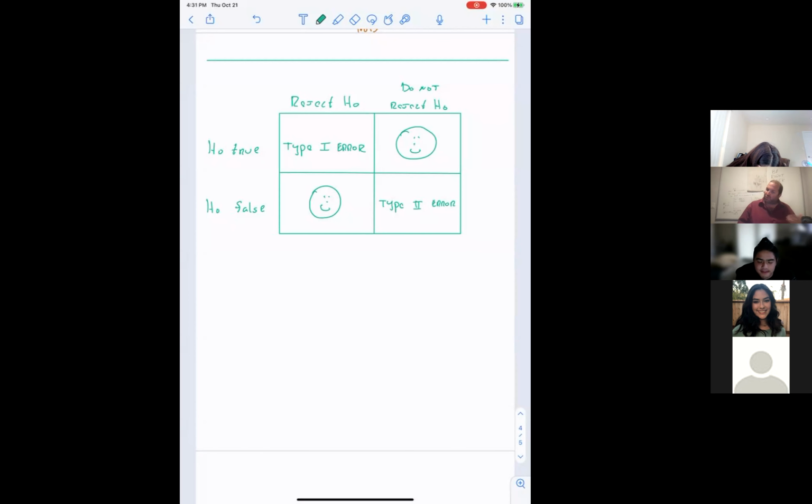Unless that's like a different language, error. That's like a more fancy way of saying it. I actually kind of like it. A type 2 error. I like it.